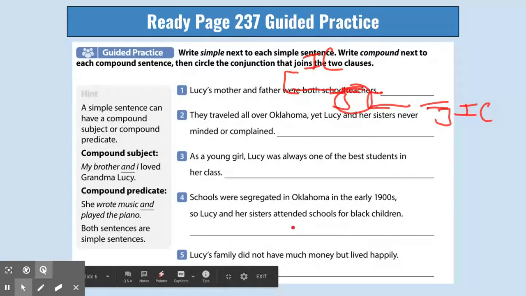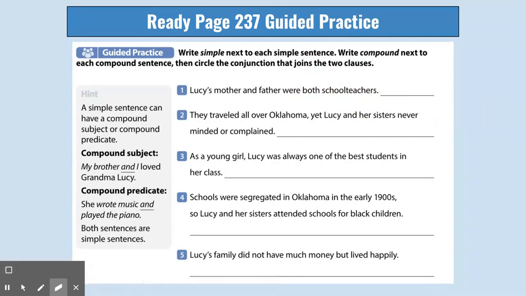Woohoo! Look at our actual guided practice we have at the bottom. Well, let's look at our directions first, okay? And they say to write simple on the line next to simple sentences. Remember, simple means we're looking for one independent clause. Or write compound next to each compound sentence. And remember, compound means we're looking for an independent clause plus another independent clause. Usually it's got a comma and a fanboy.